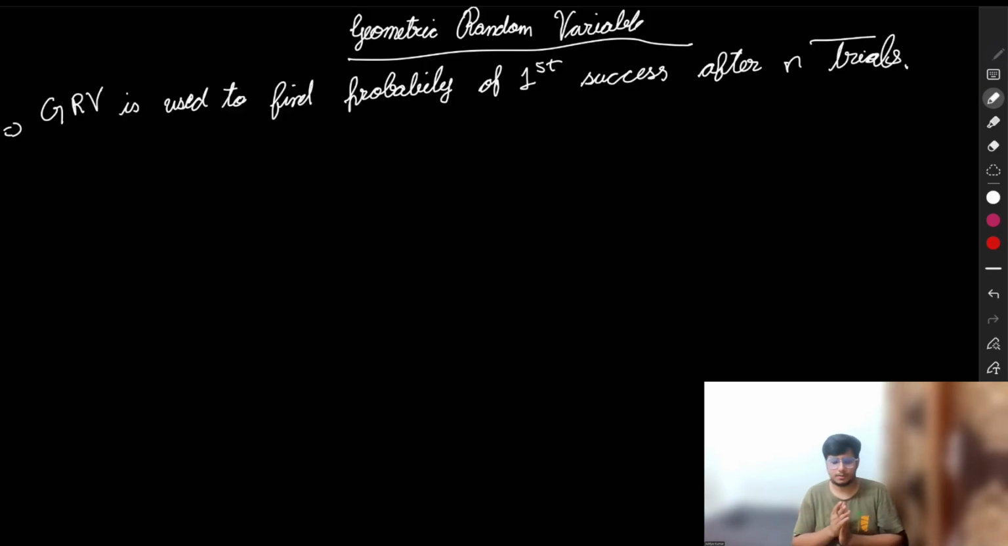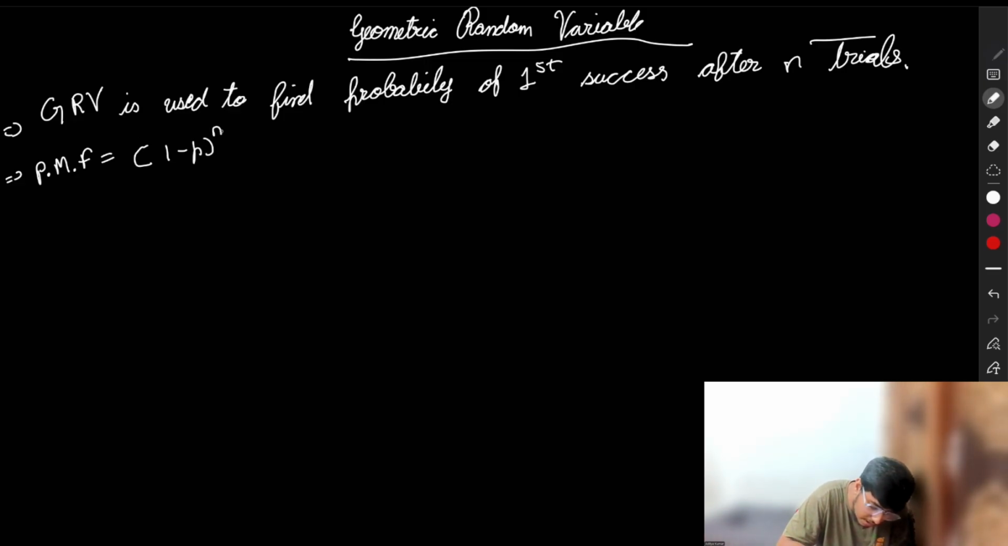So what do we mean by this definition? It means that, for example, you are tossing a coin. So what will be the probability of first success after 4 tries? These types of questions we answer by the geometric random variable. So first let's discuss the PMF. What is the PMF? (1 minus P) raised to n minus 1, multiplied by P. This is a very simple random variable. You can also derive it very easily.